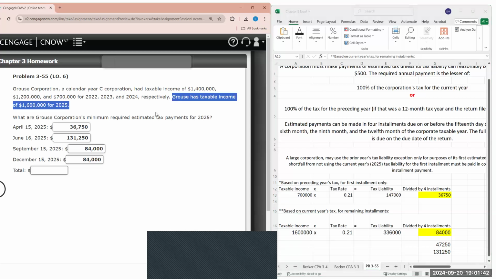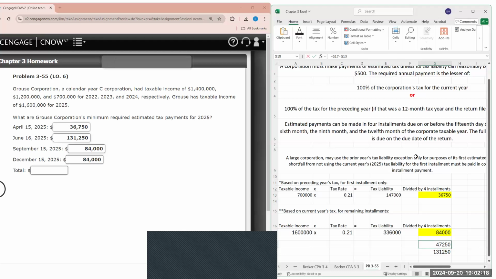Now for the remaining installments, it's based on the current year's taxable income. Gross has taxable income of 1.6 million. So we multiply the 1.6 million by 21%. That gives us a tax liability of 336,000. So from there, we divide it by the 4 installments of 84,000. So for the fourth quarter and the third quarter, we know we're paying 84,000, but for the second quarter, we need to account for the 84,000, but then we also need to account for the shortfall, the amount that we did not pay in the first quarter, because again, we used the prior year's tax liability.